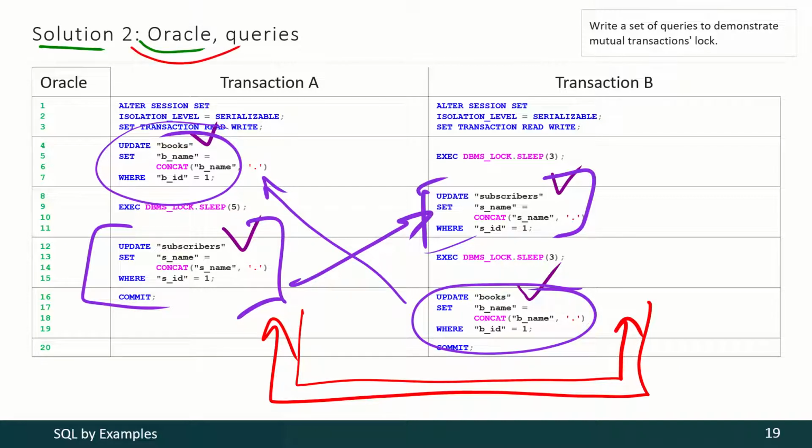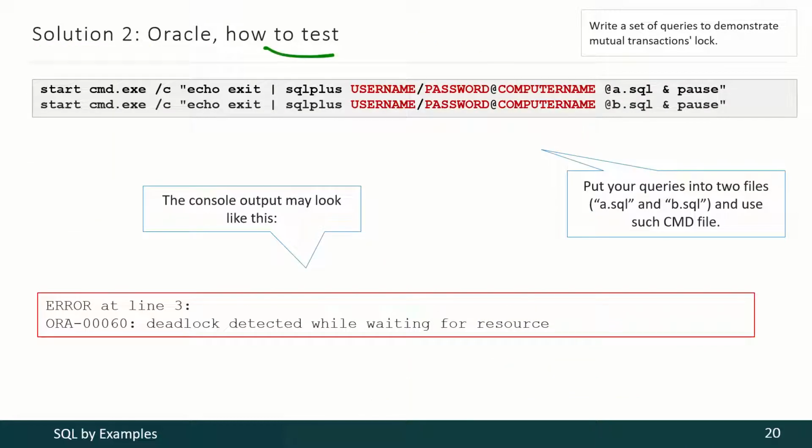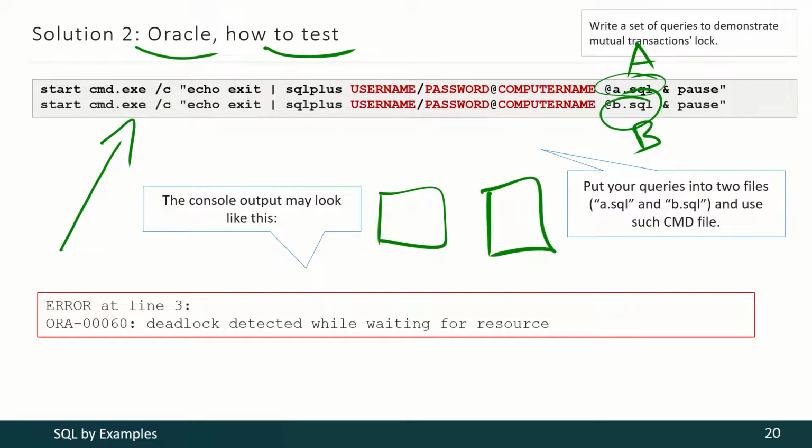As in Oracle we cannot set a transaction priority, this DBMS will choose a transaction randomly and kill one of them. To test this behavior of Oracle, once again you have to create two files for the first and for the second transaction, and then you have to execute such a command file. Then two console windows will open, and one of those windows will contain such an error message.